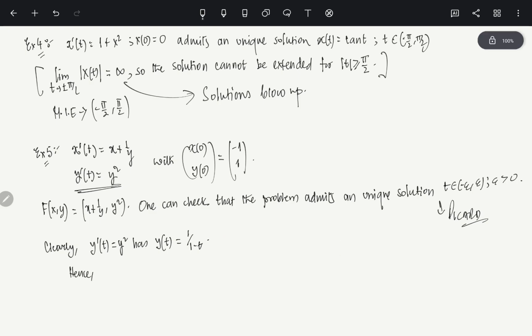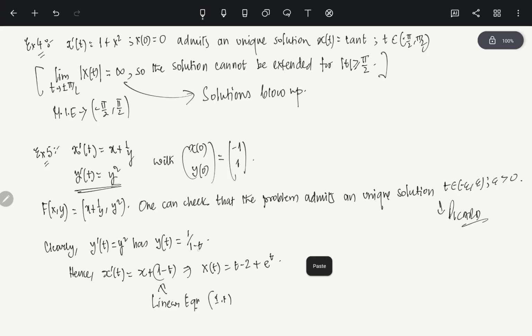Once we do that, hence if you put that value in our problem, x prime t will look like this: x plus 1 by y, which is 1 minus t. Clear? And now if you just solve this problem, this is just a linear equation, right? So use an integrating factor to solve it, and I am just writing out the solution. x of t will look like this: t minus 2 plus e to the power t.